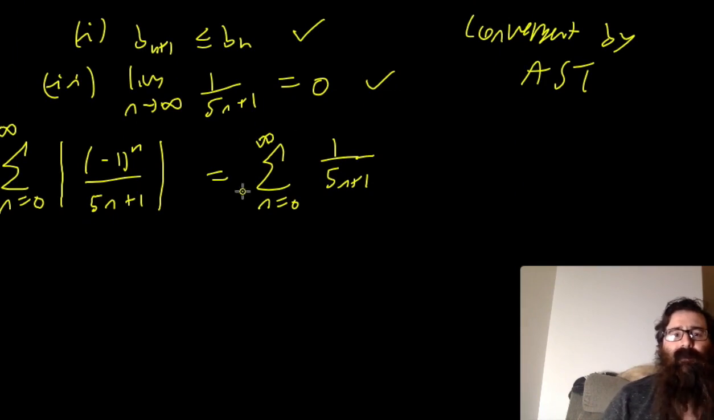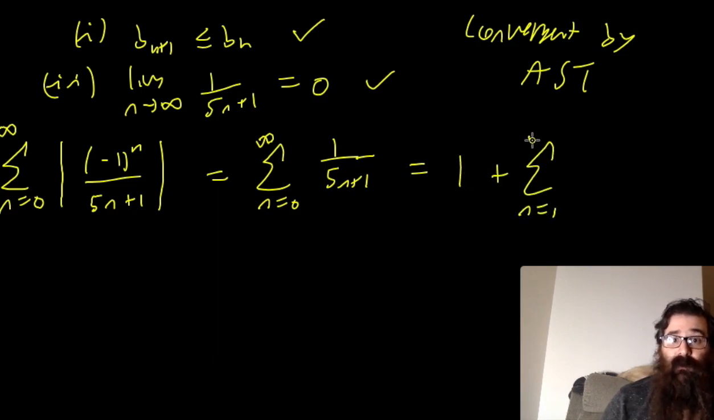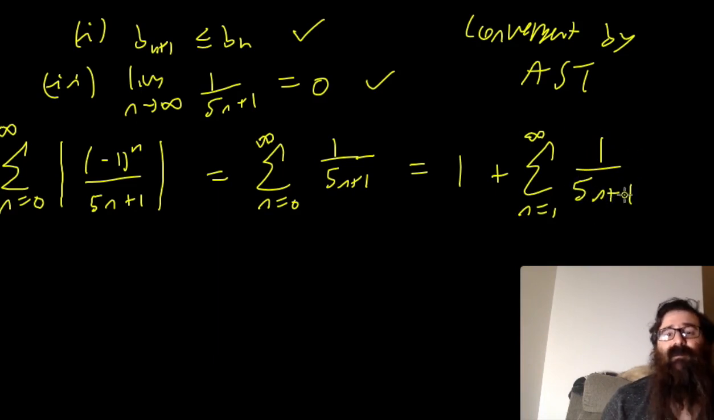Now what I would do, and I don't want to get too crazy with something that's going to happen in just a bit, is take a look at breaking off the very first term. When n is 0, I just get 1 over 0 plus 1. So I might write this as 1 plus the sum from n equals 1 to infinity of 1 over 5n plus 1. There's a reason why I'm doing this, and you'll see why next. But I'm going to want to test this series.